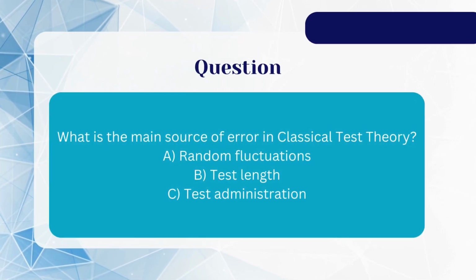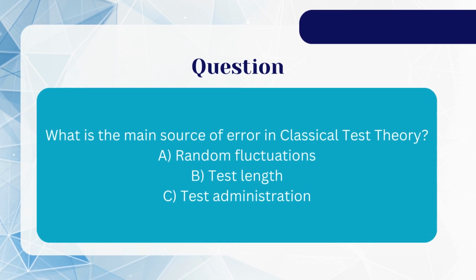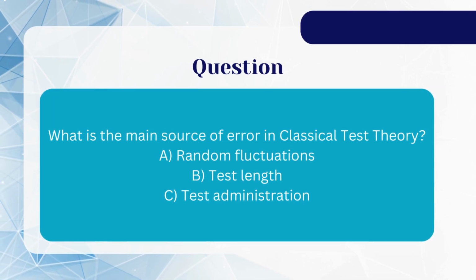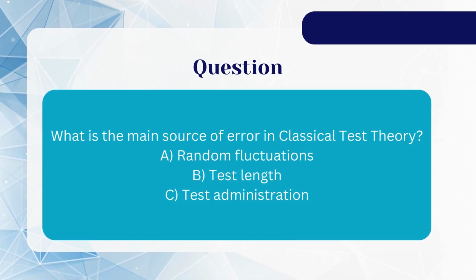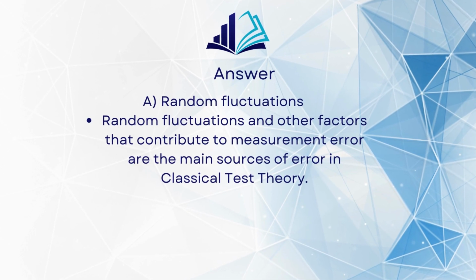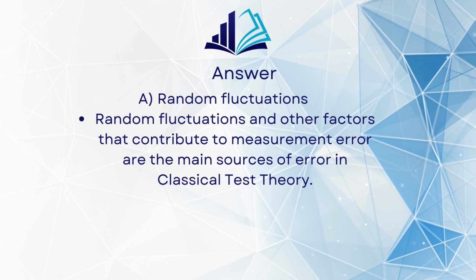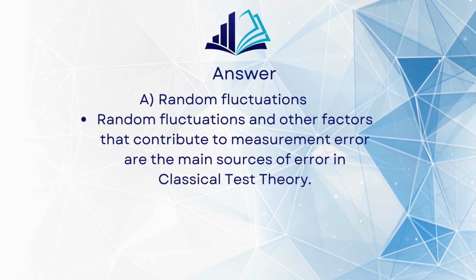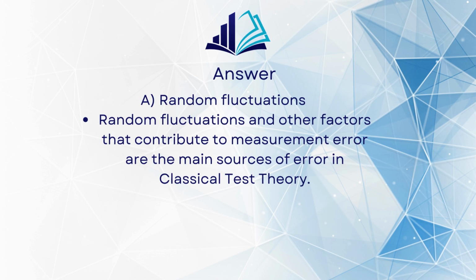What is the main source of error in classical test theory? A. Random fluctuations. B. Test length. C. Test administration. A. Random fluctuations. Random fluctuations and other factors that contribute to measurement error are the main sources of error in classical test theory.